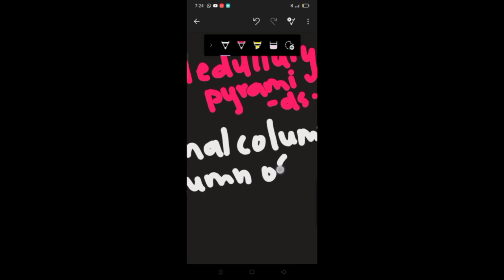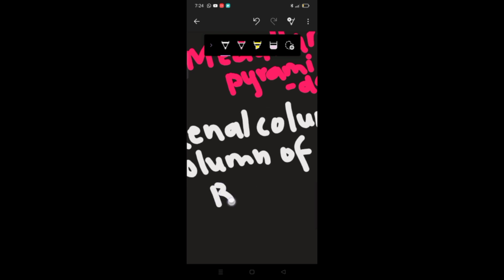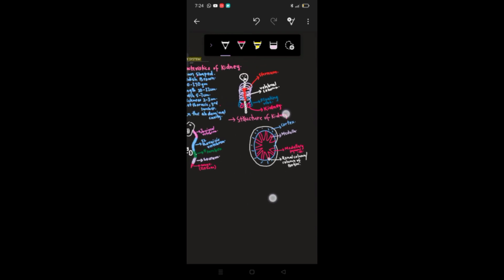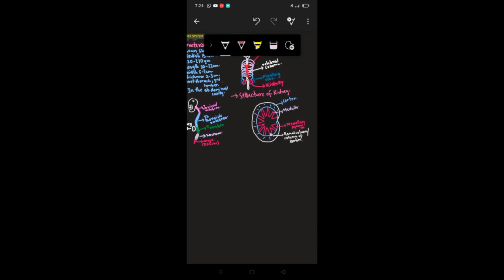Column of Bertin. Alright, so here I have written this as well. The part of the cortex which is entering the medulla is known as the renal column or column of Bertin.